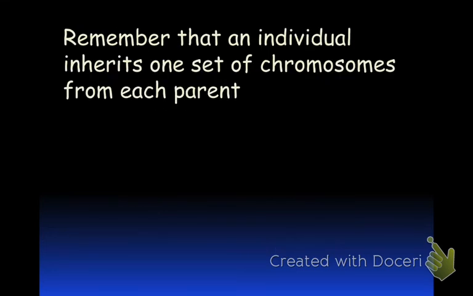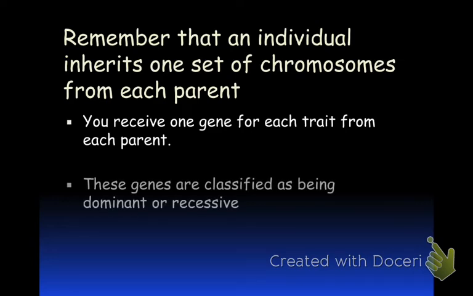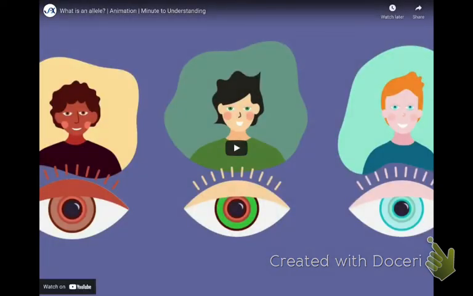So remember that you get one set of chromosomes from each parent. So you receive one gene for each trait from each parent. And those genes can be classified as being dominant or being recessive. And we'll see how, in order for a recessive gene to be expressed and not be covered up by a dominant one, you would have to get two recessive genes, one from each parent, in order to have that trait be expressed. So watch this video and answer those questions.